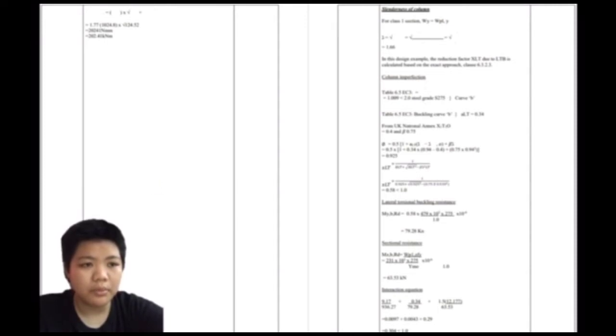In this design example, the reduction factor χLT due to LTB is calculated based on the exact approach, clause 6.3.2.3. And then this is the column imperfection. And then this is the lateral torsional buckling resistance and the sectional resistance interaction equation. And lastly, the section size 203 x 203 x 52 UKC is satisfactory.